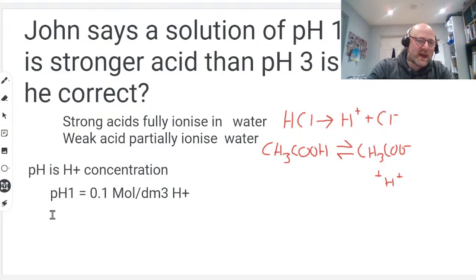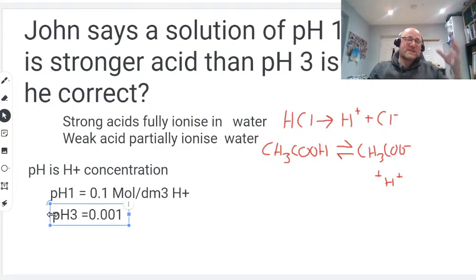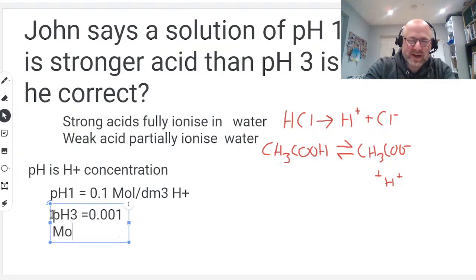What do you think the concentration of pH 3 is? Anyone know what pH 3 is? So, pH 3 is 0.001, three zeros. So the pH tells you how many zeros to stick on the concentration.